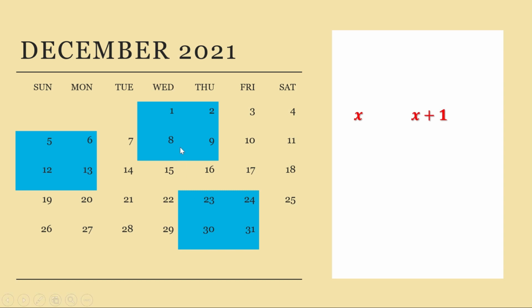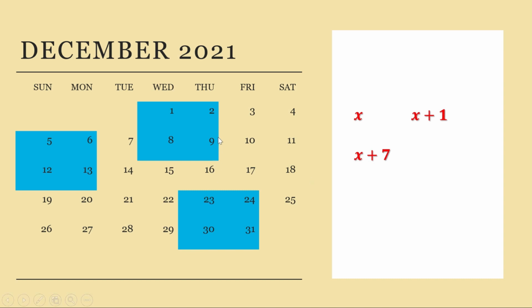Now let us look at the third number. When the first number is 1, third number is 8. When the first number is 5, third number is 12. When the first number is 23, third number is 30. How do we get the third number from the first number? 1 plus 7 is 8, 5 plus 7 is 12, 23 plus 7 is 30. It is the same day in the next week. Therefore, we have to add 7 to it. That means, if x is the first number, to get the same day in the next week, we have to add 7 to it. Or, the third number is x plus 7.